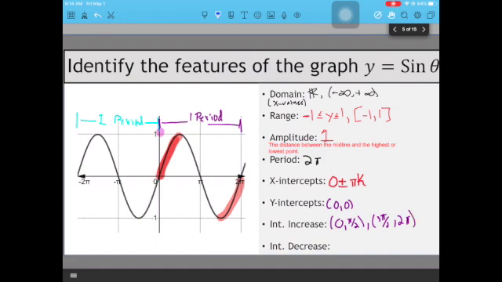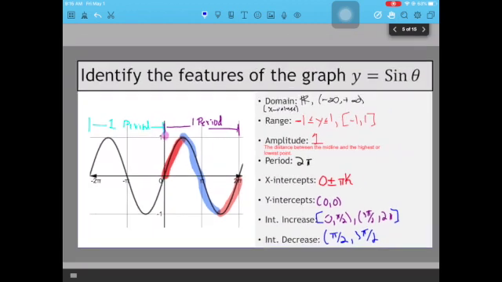And then let's look at the decrease now. It's decreasing from there all the way to there. So it is decreasing from pi over 2 all the way to 3 pi over 2. Oh, let me change some of these, because this one actually includes 0, so we're going to put a bracket since it includes 0. And same thing on that last one, it includes 2 pi, so we're going to put a bracket there. All right, so there we go. Those are all the features of sine.